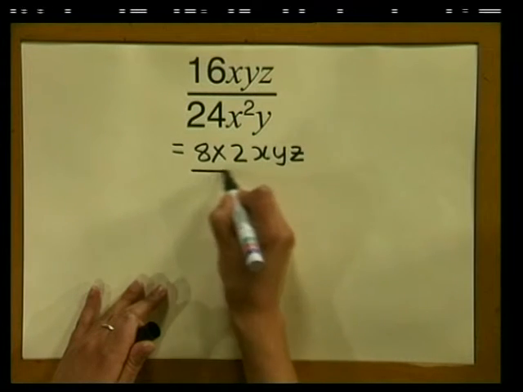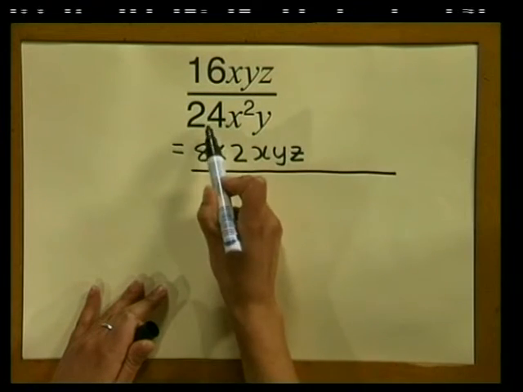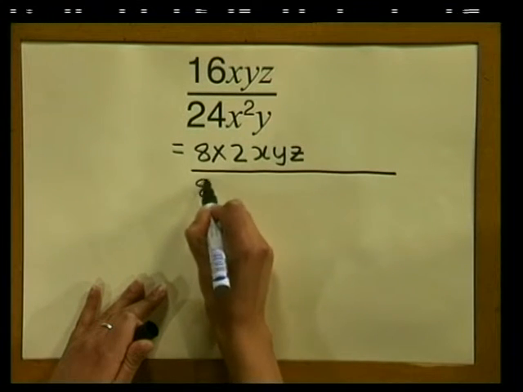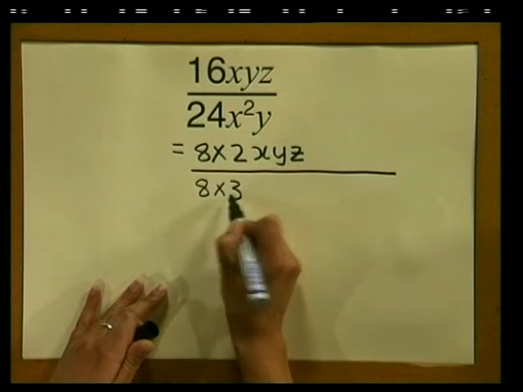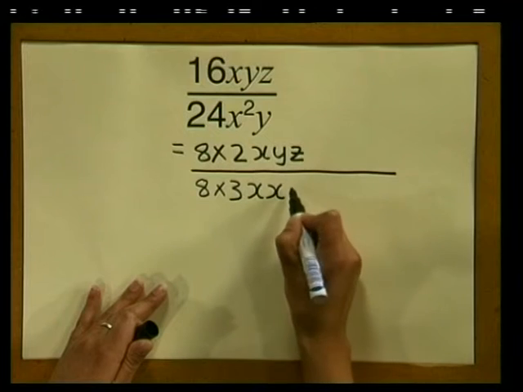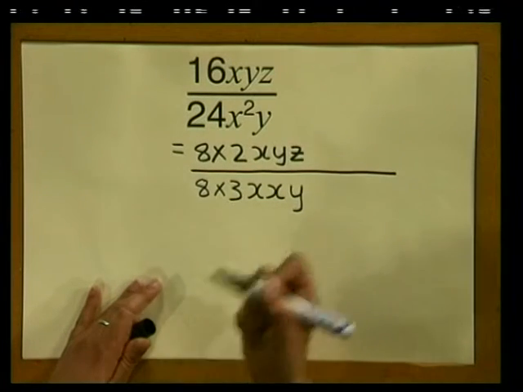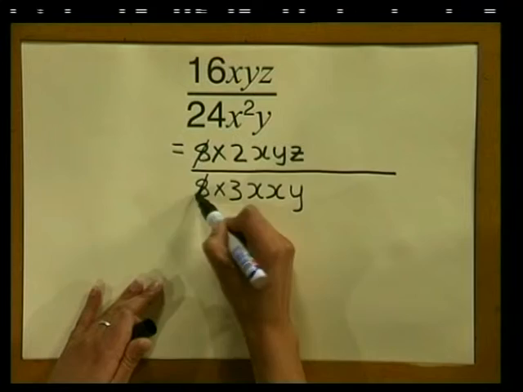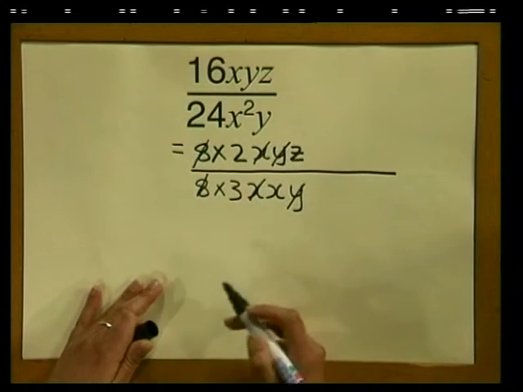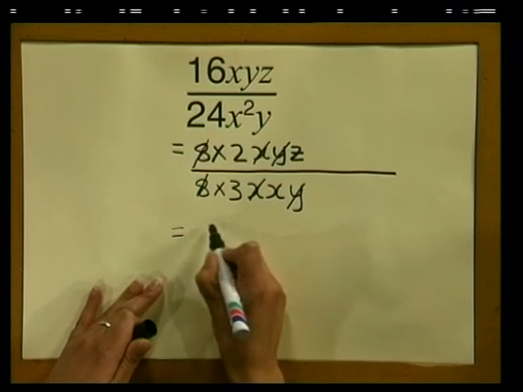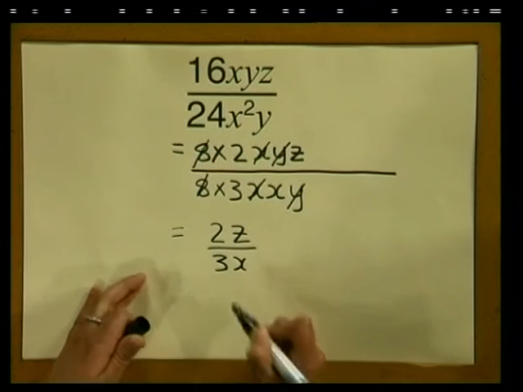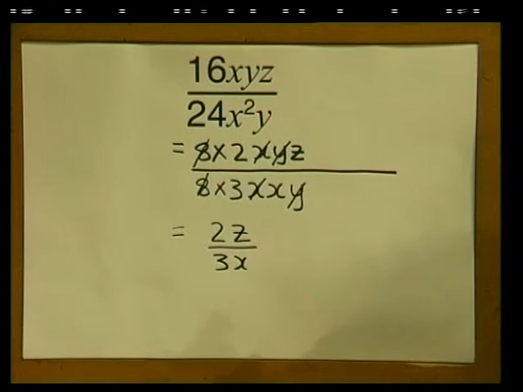And then the denominator, what are the factors of 24? Once again, there are a number of options, but we are going to choose 8 times 3. And then our x squared is really x times x, and we have our y. Now we can cancel out the 8s, we can cancel out one of the x's, and we can cancel out the y's. And so what are we left with? We are left with 2z divided by 3x. And this is the simplified form.